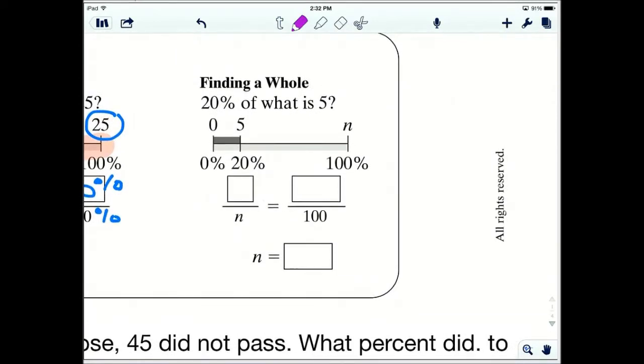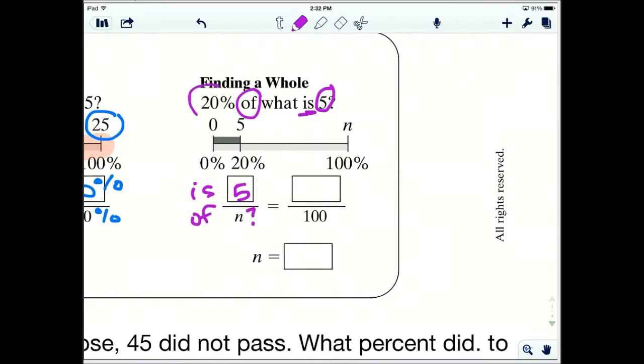Okay, let's go ahead and look at the next example, finding a whole. 20% of what is 5? So here's my is. Is what? 5. That's my part. That's how I know that it's going to be is over of. So I'm going to put 5. Of what? I don't know of what. That's what it's asking me. So that's what my question mark is down here.